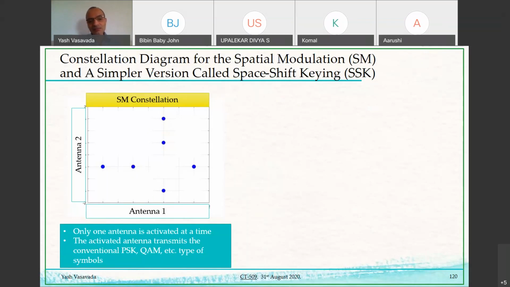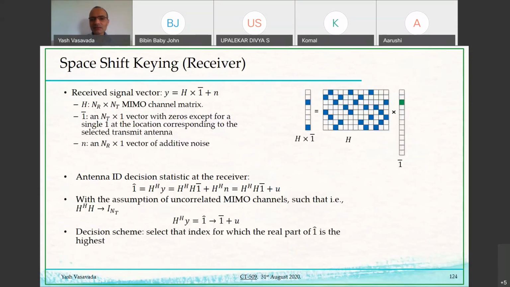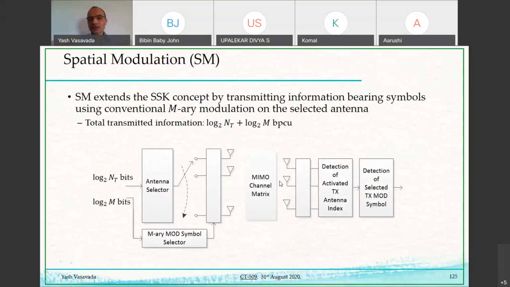And so I will use exactly the same mathematics, either maximum likelihood or minimum distance detection, to determine which of these 8 symbols has been transmitted in this SM. Then once I do that, as a byproduct of that detection scheme, I will know which antenna was activated. But that really is not my objective. My objective is to just get these 3 bits that were transmitted. So then there will be no such clear demarcation between first detecting the antenna and then detecting the modulation. These 2 blocks will be kind of merged together.